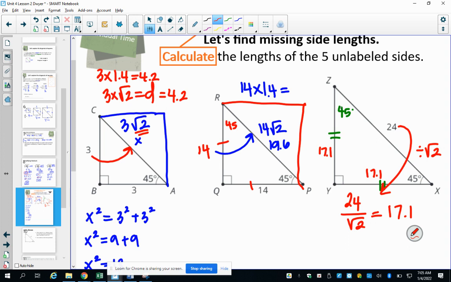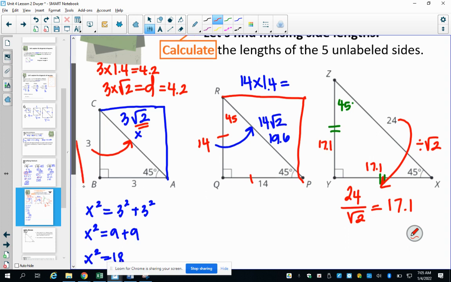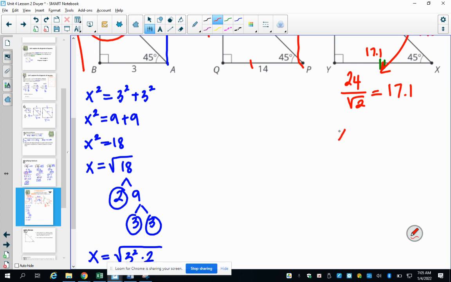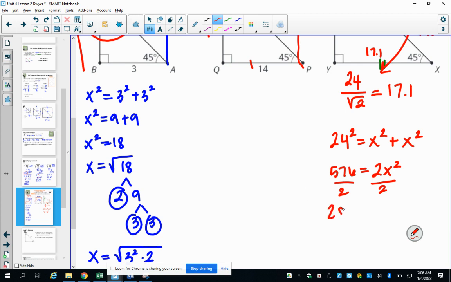And again, you could do the Pythagorean theorem here. Let's take a look at how you do the Pythagorean theorem on this one because we don't know the side lengths. So we knew that the hypotenuse was 24, so we do 24 squared, and then the legs we don't know, but we do know they're exactly the same, so we can use the same variable. So 24 squared is 576, and then we have x squared plus x squared, which means we have 2x squared. So then we'll divide both sides by 2 to get 288 equals x squared.